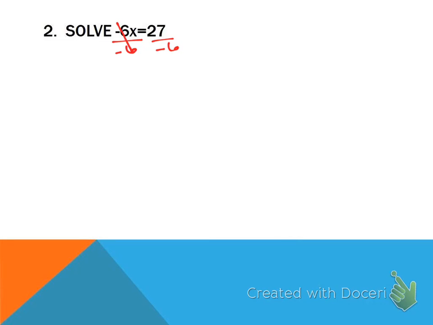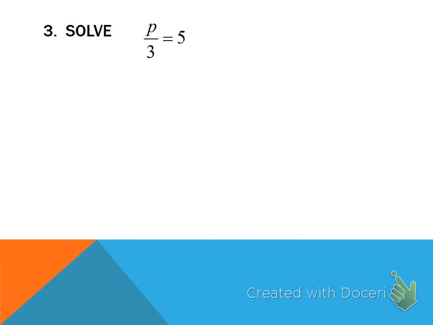Negative 6 divided by negative 6 is 1. Remember our definition of isolating, right? It's trying to get the variable by itself with a coefficient of 1. We've now done that. This becomes negative 4.5, or negative 9/2. Okay? Since the variable has a coefficient of 1, we don't typically write it. And so this is our solution. X is equal to negative 4.5.